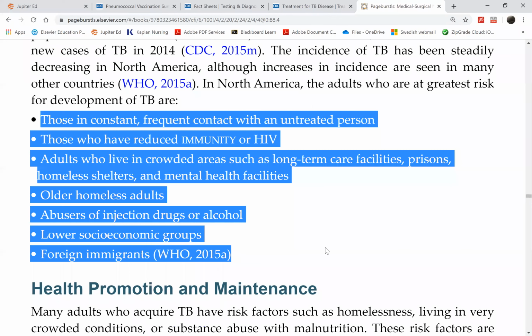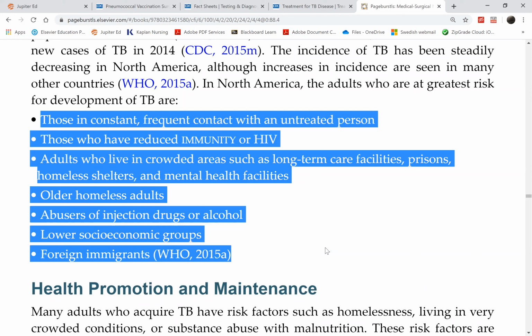Those in constant frequent contact with an untreated person, those who have reduced immunity or HIV, adults who live in crowded areas such as long-term care facilities, prisons, homeless shelters, and mental health facilities, older homeless adults, abusers of injection drugs or alcohol, lower socioeconomic groups, and foreign immigrants.